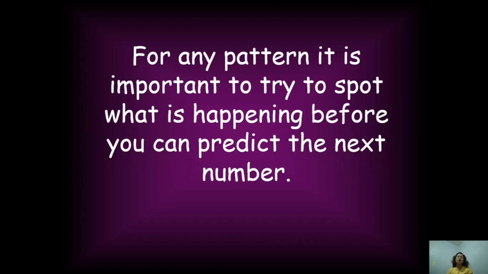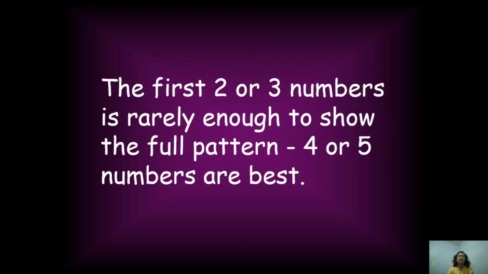For any pattern, it is important to try to spot what is happening before you can predict the next number. It is very essential to identify what is happening before you can predict the next number or the next digit in a given sequence of terms in mathematics. So we need to use our thinking skills in order to predict the next number. The first two or three numbers are rarely enough to show the full pattern. Four or five numbers are best.